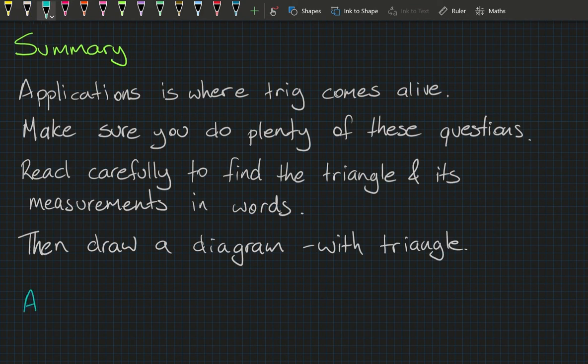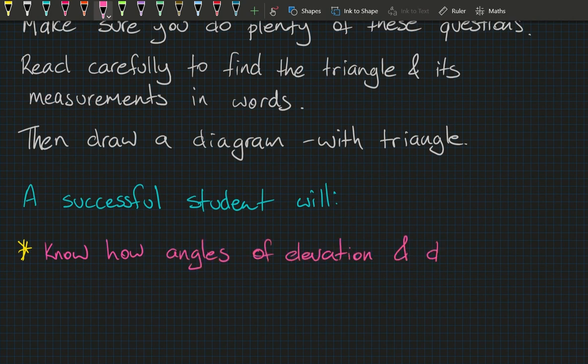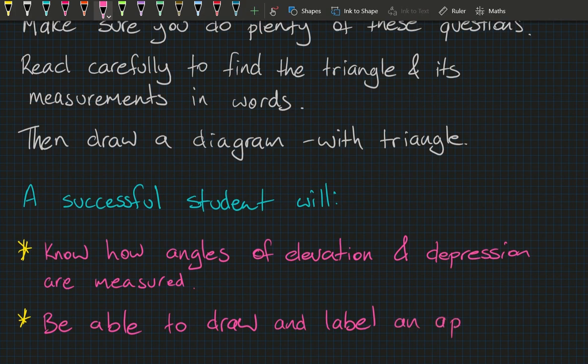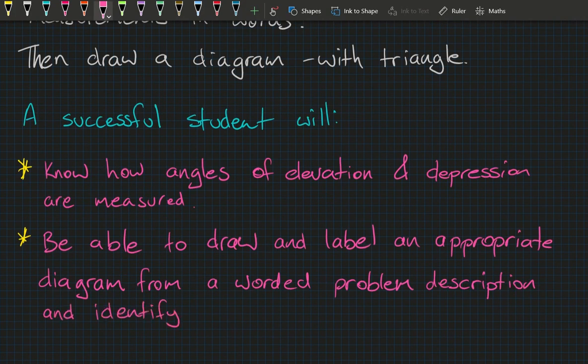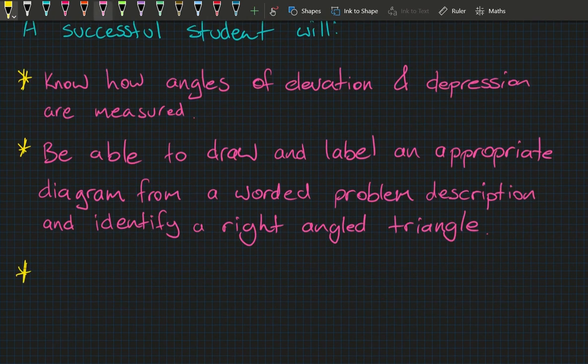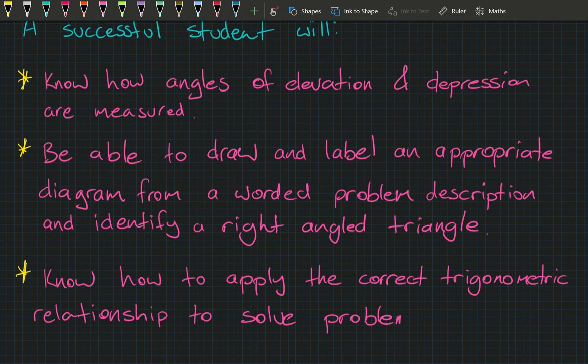Anyhow, in this lesson, to be successful you will know how angles of elevation and depression are measured. Be able to draw and label an appropriate diagram from a worded problem description, and then identify a right angle triangle. And finally, know how to apply the correct trigonometric relationship to solve this problem. Okay, so make sure you note down those skills and check off that you have got them all.